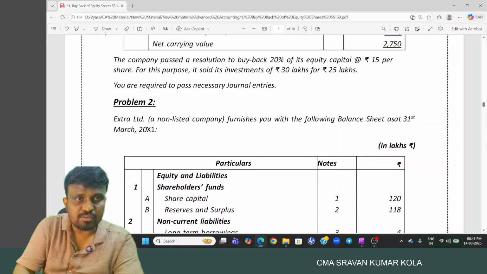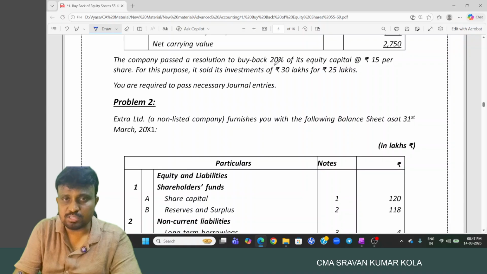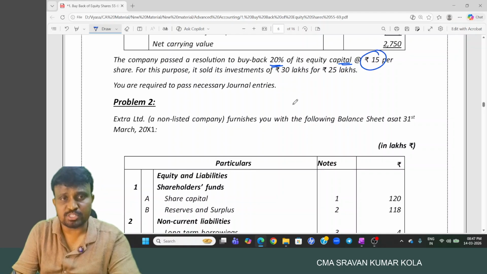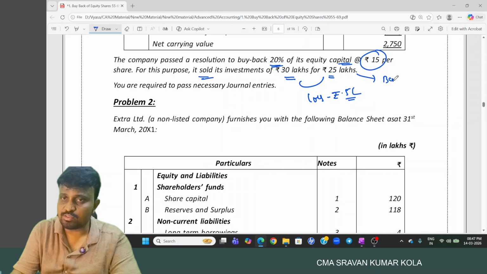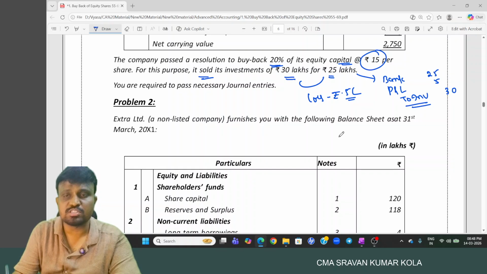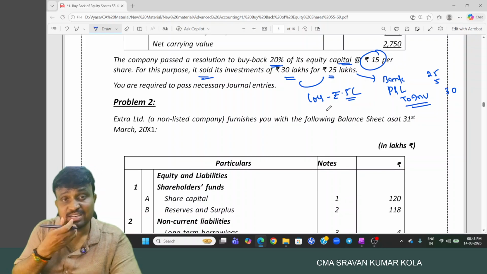Here, the company passed a resolution to buy back 20% of its equity share capital, and the buyback price is 15 rupees per share. For the purpose, investment has been sold. Investment of 30 lakh sold for 25 lakhs, and there is a loss of 5 lakhs. So what is the entry recorded? Bank account debited 25 lakh, profit and loss account debited 5 lakh, to investment 30 lakh.